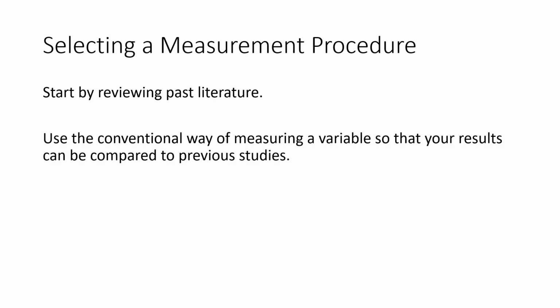You should use the conventional way of measuring a variable so that your results can be compared to previous studies. If there's already a way of measuring a variable, and that way has been tested and proven to measure that variable, you don't want to reinvent the wheel. You don't want to come up with something new, because then you've got to do validity studies on that new measure and all that. Unless that's what you're interested in. If you're interested in creating a new measure and doing validity studies on it, then that's perfectly fine. But in general, you're going to want to use a way of measuring a variable that's already been constructed. Plus, if you use it that way, you can then compare it to previous studies that measured that variable.